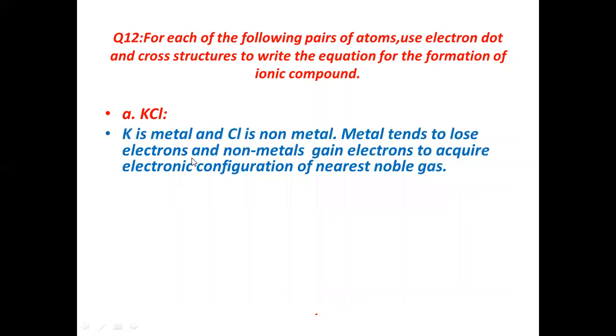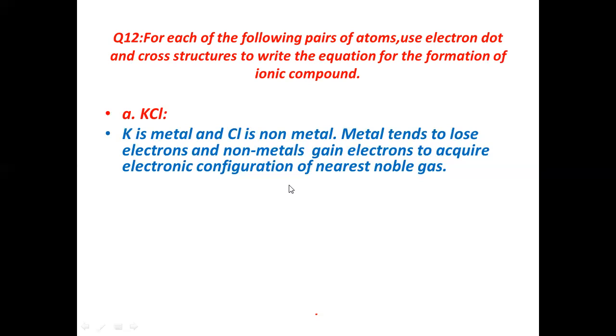I told you the reason, that due to the low ionization energy, low electron affinity, low electronegativity and larger atomic size, or high shielding effect, metals can easily lose electrons. While non-metals gain electrons due to their high electronegativity, high electron affinity, high ionization energy, and due to their small size, to acquire the electronic configuration of the nearest noble gas.